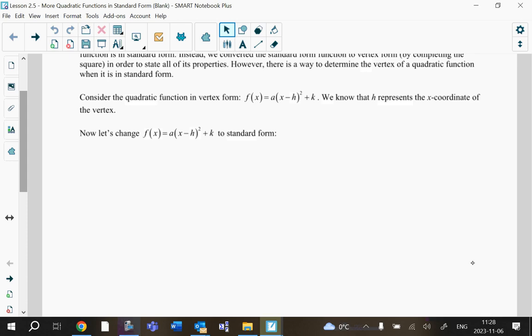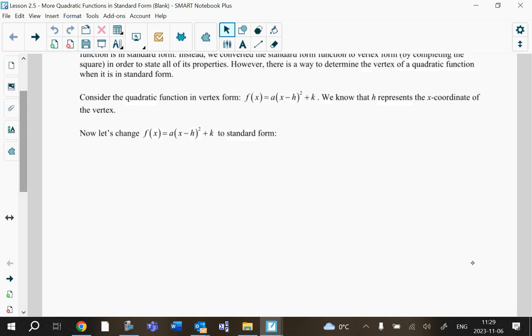So just talking a little bit more about standard form. You guys are now familiar with two different forms that a quadratic function equation could be expressed in: vertex form and standard form. And from each of those forms, you can state a whole bunch of properties. You can graph the functions. That's basically everything we've done in 2.1 to 2.4.